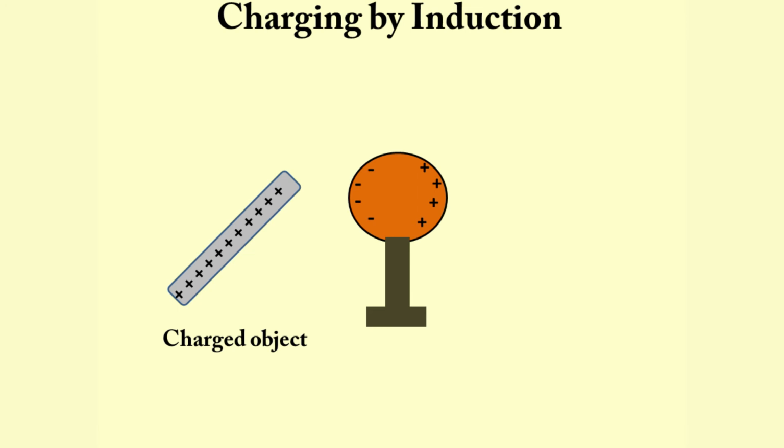Now step number 3, connect the sphere to the ground by a conducting wire. Then what happens is that electrons will flow from the ground to the metal sphere because positive charges on the sphere attract the electrons from the ground.